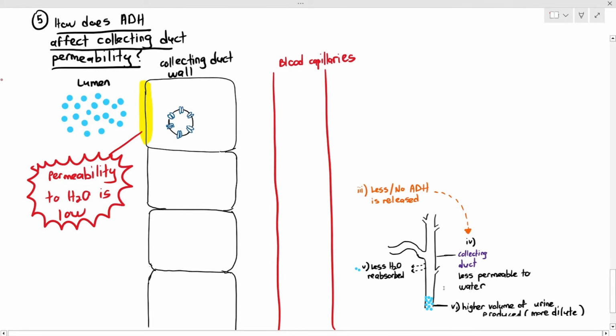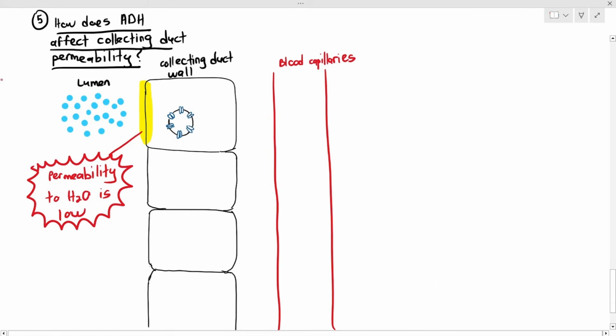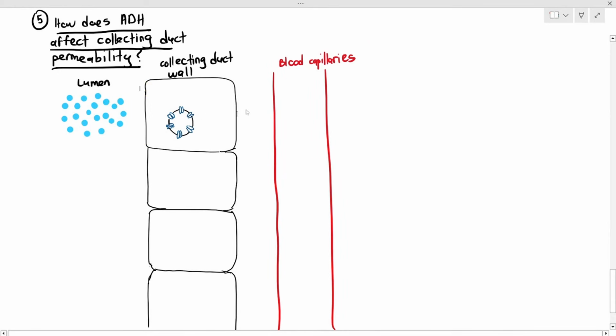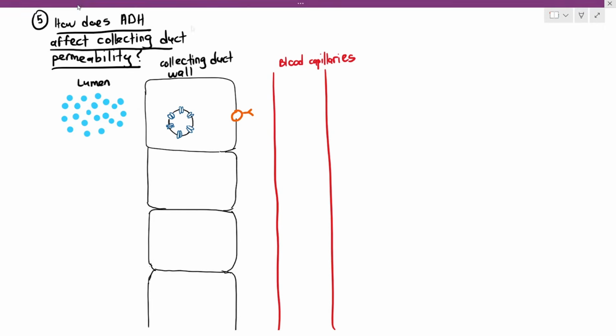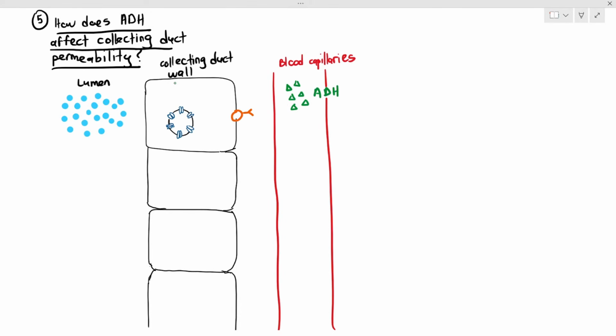All right. However, let's say that there's not enough water inside our blood. That means the blood capillary doesn't have enough water. Again, remember, the stimulus is detected by osmoreceptors. It sends a signal to the posterior pituitary gland, and the posterior pituitary gland will release that hormone called ADH. Now, the ADH travels in the blood and it binds to the receptors on the cell surface membrane of the collecting duct cells. There you go.